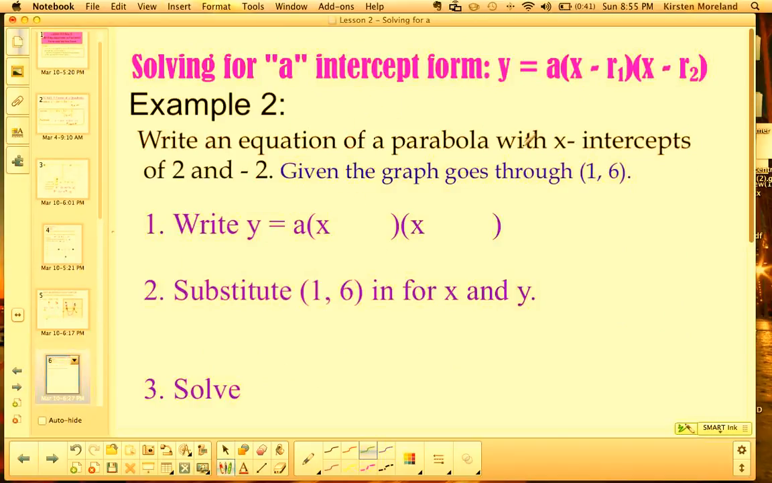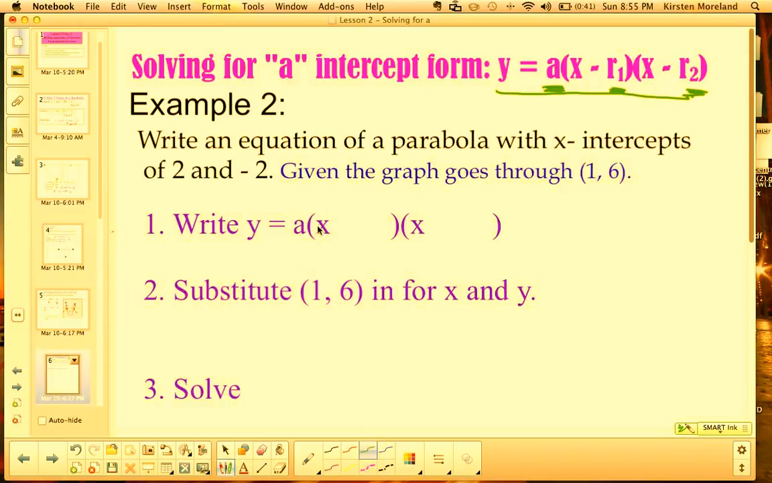Write an equation with a parabola of x-intercepts of 2 and -2. Now remember, this is the equation you wrote down: a times (x minus r1)(x minus r2). And we should just know by now that r1 and r2 aren't anything funny. They're just our x-intercepts or our roots. And this a is what we're trying to find. So when we start, we're just going to leave the a there. So it gives you the steps right here.